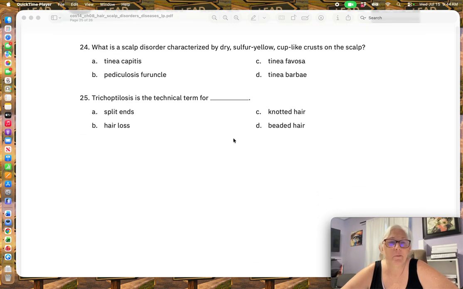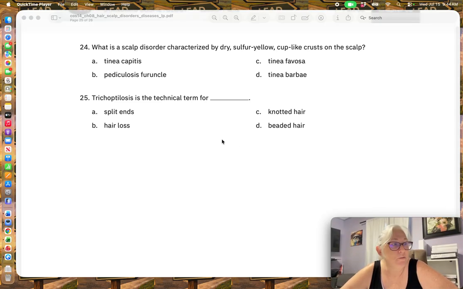All right, number 25. Trichoptilosis is the technical term for what? Split ends, hair loss, knotted hair, beaded hair. Remember we talked about the word chop, right? That's right there in the word trichoptilosis. So chop is what you're going to do because their hair is split. So 25 is A, split ends.